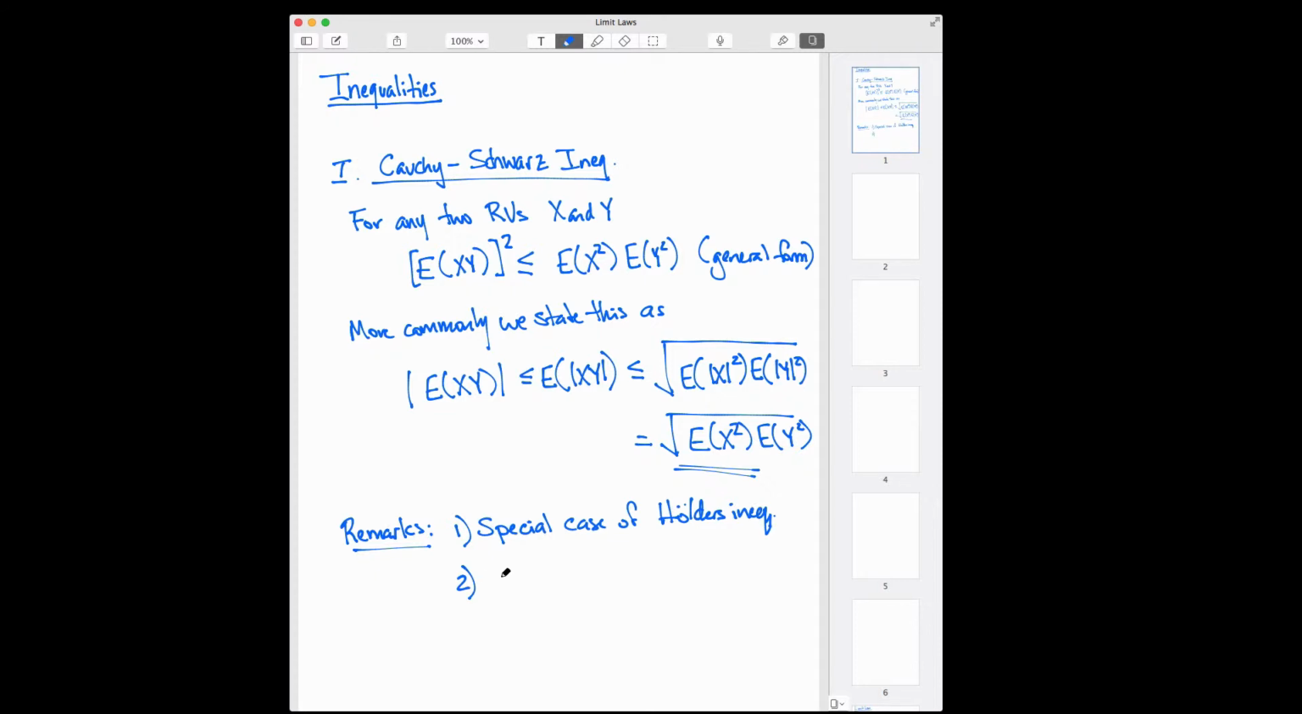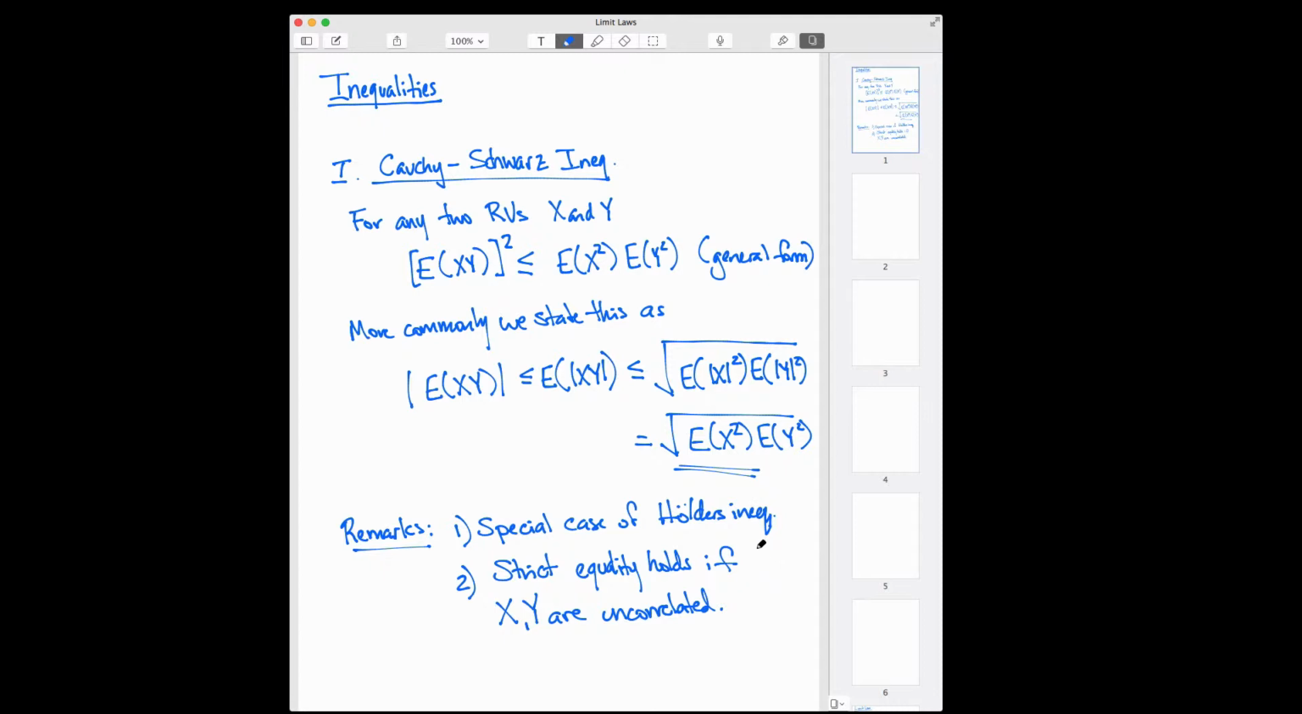And the other remark I want to make is that strict equality holds if x and y are uncorrelated. And so you can think about how that applies.